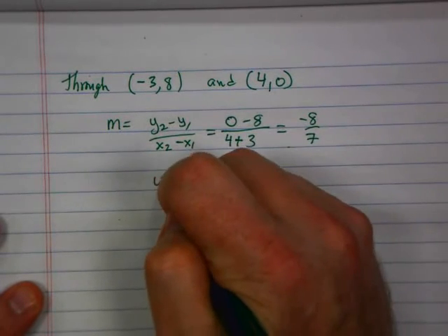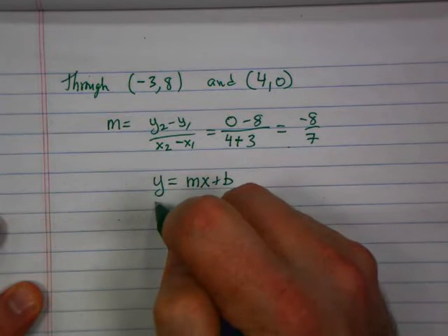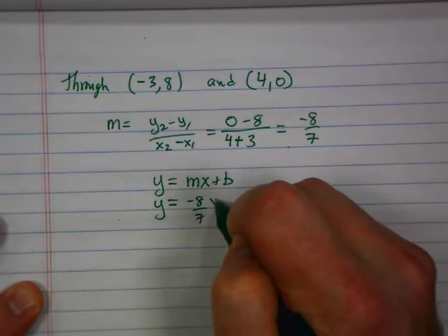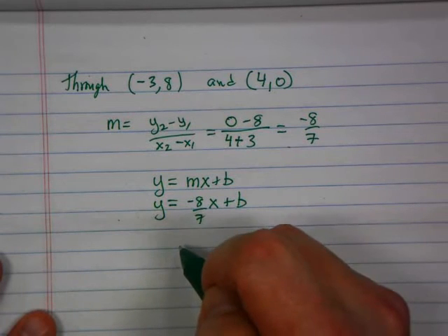Y equals mx plus b. So y is minus 8 over 7x plus b. To find the b number, put in one of the points. Put in one of the points, all right? For no particular reason, I'm going to use the first one. Usually I use 0. I thought 0 is our favorite number.